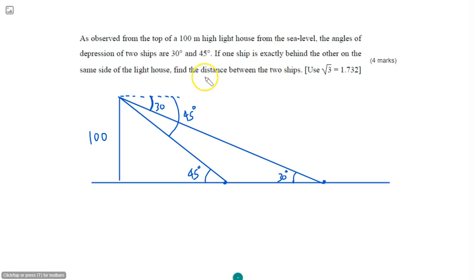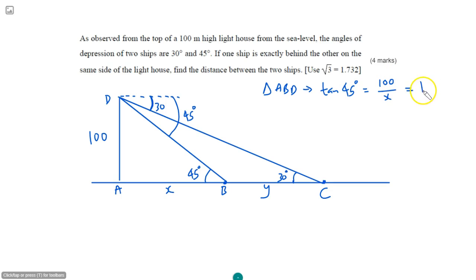Now let's find the distance between the two ships. Let us call this x and this distance y. So in this figure, AB is x and BC is y. From triangle ABD, if you use tan 45 degrees, tan 45 is equal to 100 by x, and you know that tan 45 is equal to 1. So you can say 100 by x equals 1, or x equals 100.